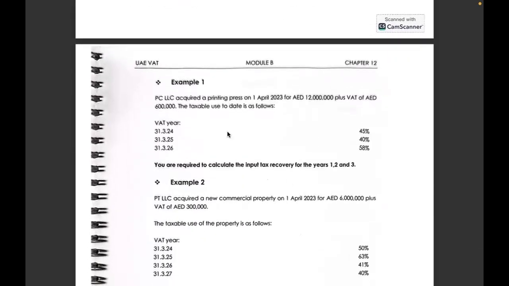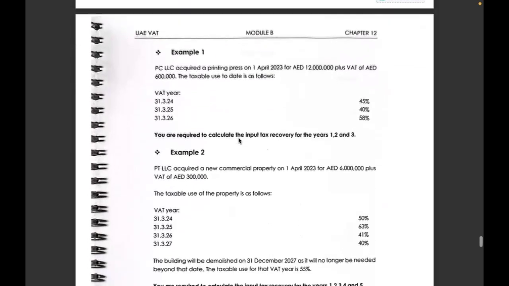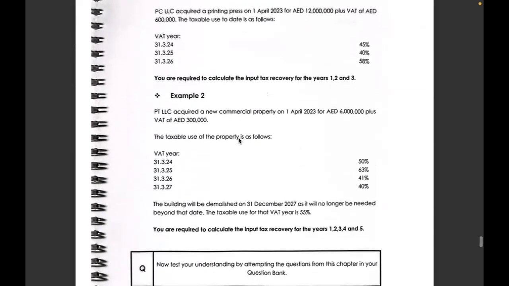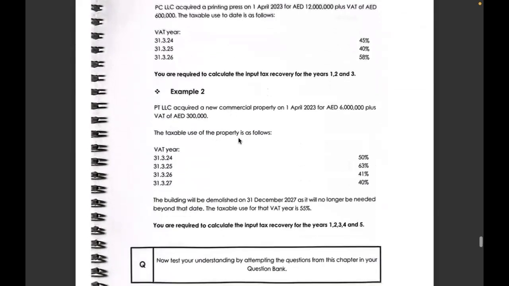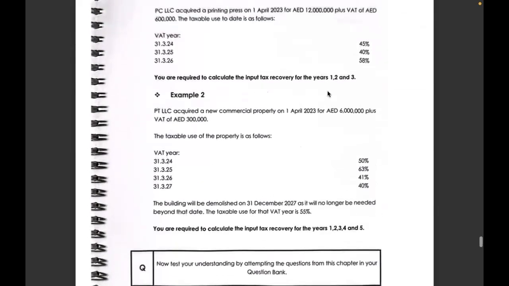Example 1, PCLC. So these are the examples that have to be solved by the candidate. We should do that, and the answers have also been provided.